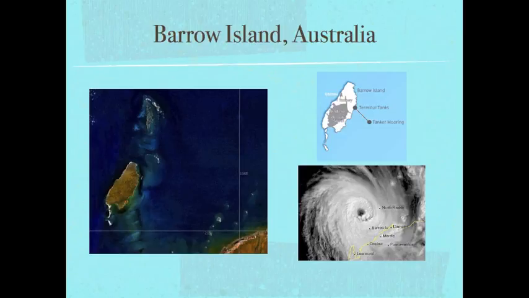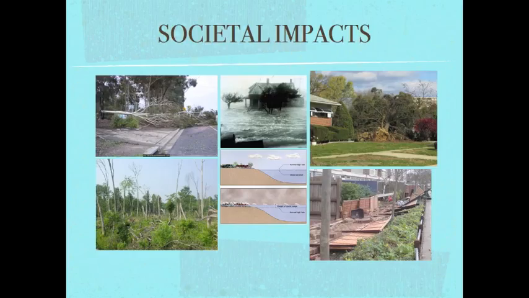In 1996, on Barrow Island, Australia, Cyclone Olivia struck with massive force. Winds reached a destructive 253 miles per hour. Cyclone Olivia caused massive damage to Barrow Island and to oil rigs in the ocean. Olivia is proof of how destructive high wind speeds can be on society.